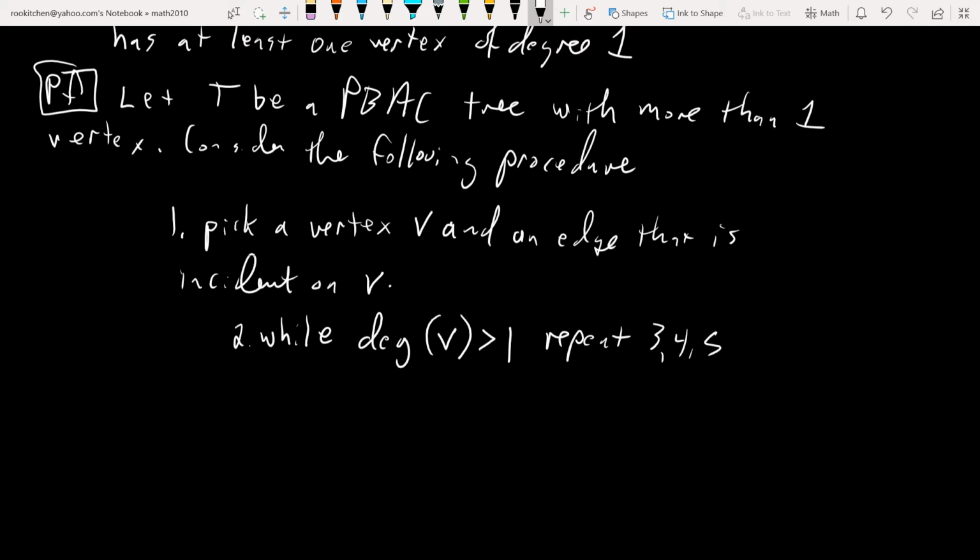So step 3, let me indent. I hope I'm not abusing computer scientist notation. But anyway, step 3, we'll choose this other edge, E prime, because the vertex V has degree more than 1. If it didn't, we would be done. If we got lucky enough to pick a vertex and its degree was 1, we would be done. So what we do is choose a different edge, E prime, which does not equal E, that is incident on this vertex V.